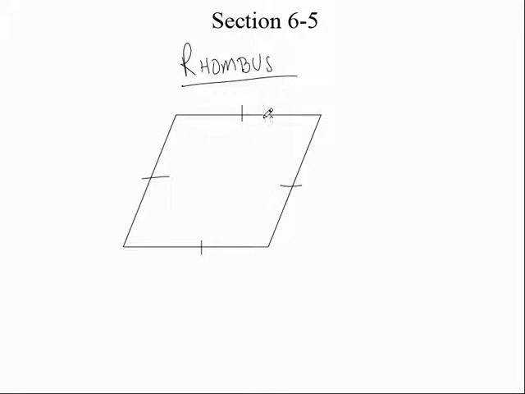A rhombus has four equal sides. Now, does a rhombus always have to be slanted exactly like that? You could slant it a little differently and still have four equal sides. In fact, you could do this. Is that a four-sided figure? Is that a quadrilateral? Yeah. And I purposely made that so all four sides are equal.